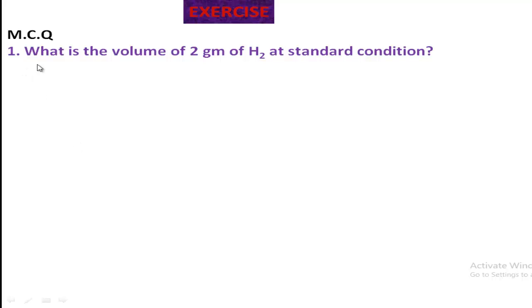M.C.Q questions. What is the volume of 2 gram of hydrogen at standard condition? My dear students, you know that at standard condition the volume of 1 mole of any gas is always equal, and that is 22.4 liter. Here 2 gram hydrogen means 1 mole hydrogen because the molecular mass of hydrogen gas is 2. So the 1 mole amount of hydrogen gas will be 2 gram. So its volume will be 22.4 liter.